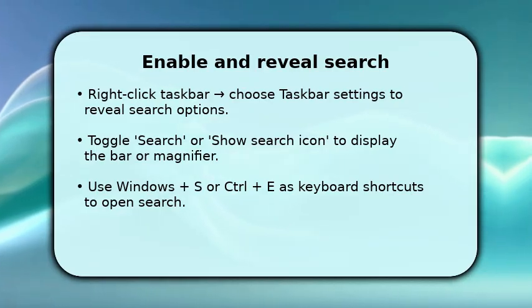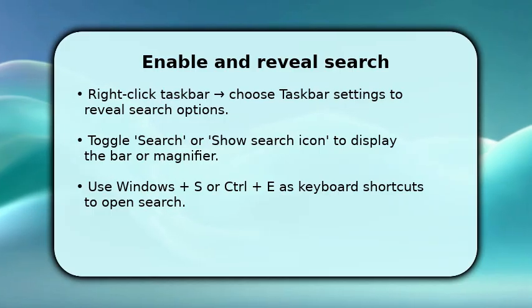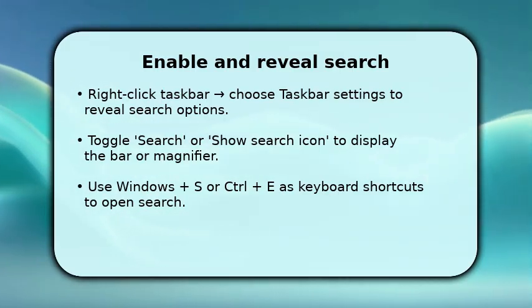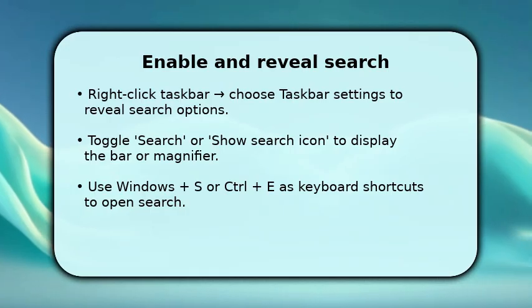If you prefer shortcuts, press Windows plus S or Control plus E to open search directly. These bypass visuals and get you typing fast. Make sure Cortana settings aren't blocking functionality, if Cortana is enabled. Now you perform the actual search.